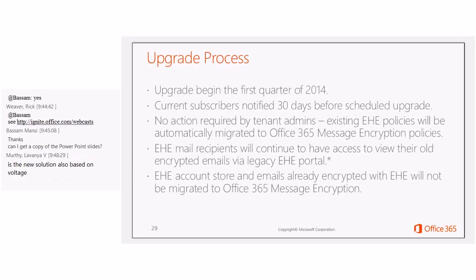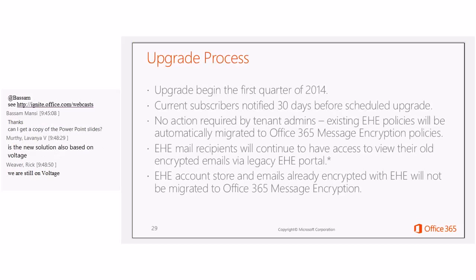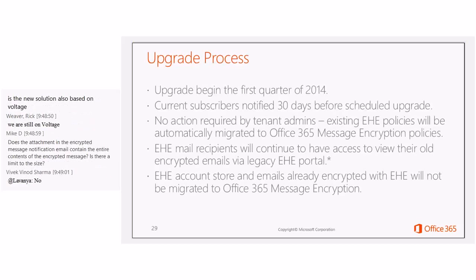the general flow of this is that the current subscribers are notified 30 days before the scheduled upgrade. There's no real action that's required by the tenants, but what happens during the upgrade process is that the existing EHE policies are migrated over to Office 365 message encryption policies. In other words, the rules are transferred, if you will. And then the key thing here is that the EHE mail recipients continue to have access to their old encrypted mail using the Voltage EHE portal, so they can still do that for a period of time.